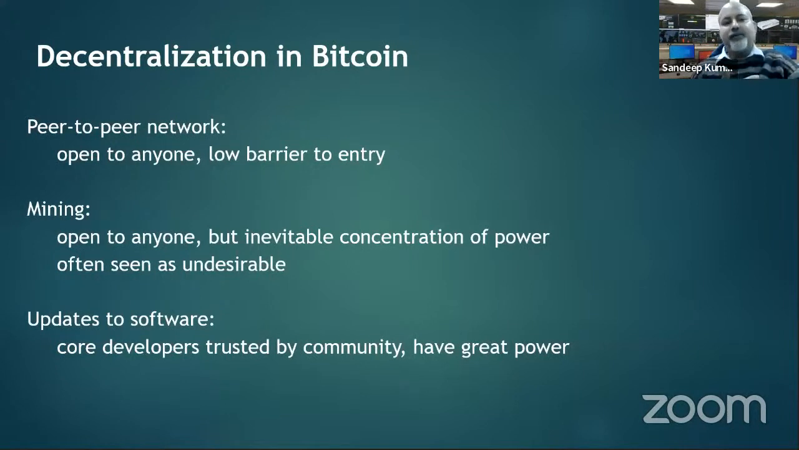Now, updating the software. Bitcoin software has to be updated from time to time for various fixes. Now that is done by a core developer community. And often there is a fight. And this fight leads to a split of Bitcoin, which has happened at least 3 times already.